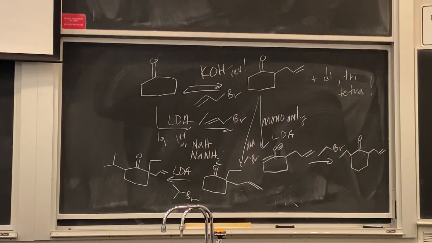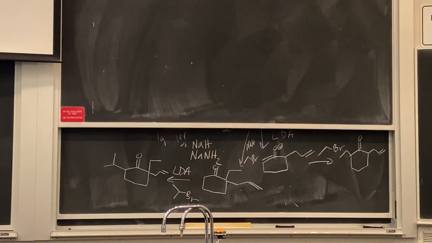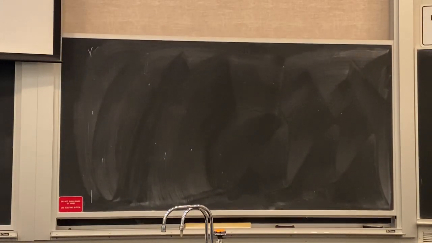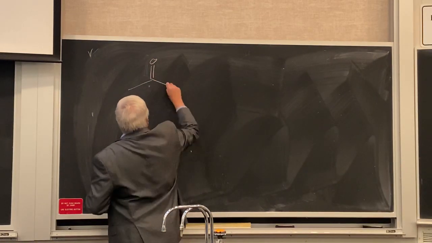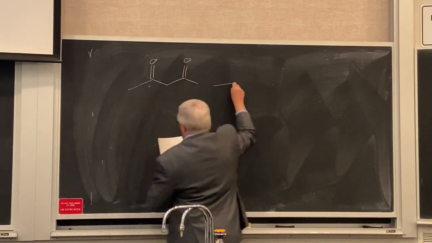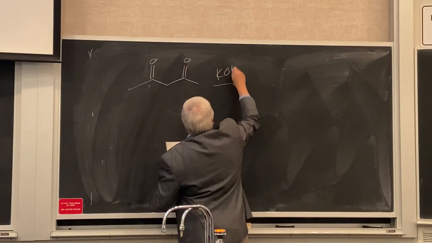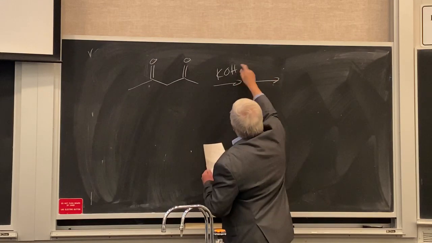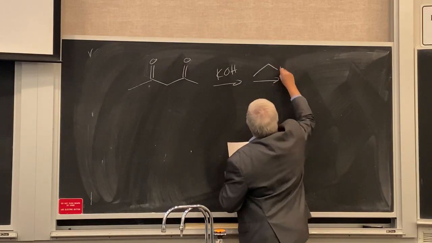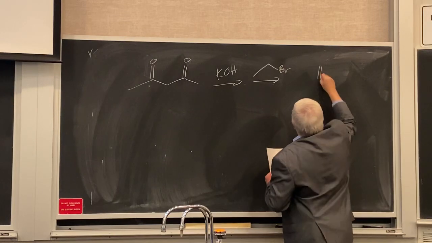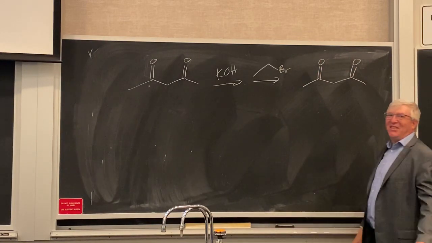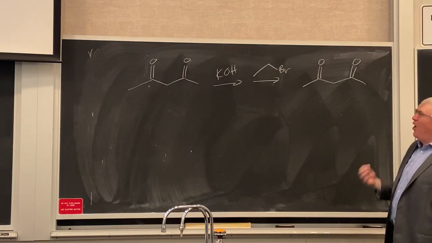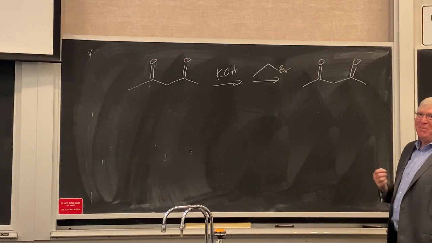How about if we use a beta dicarbonyl compound? Let's take this diketone and treat it first with potassium hydroxide, 1 equivalent, okay, and then ethyl bromide. What do we get? And where do we form the enolate? Okay, so it's a couple issues here. And do we get over alkylation in this case, or is it monoalkylation? So there's a couple issues here.